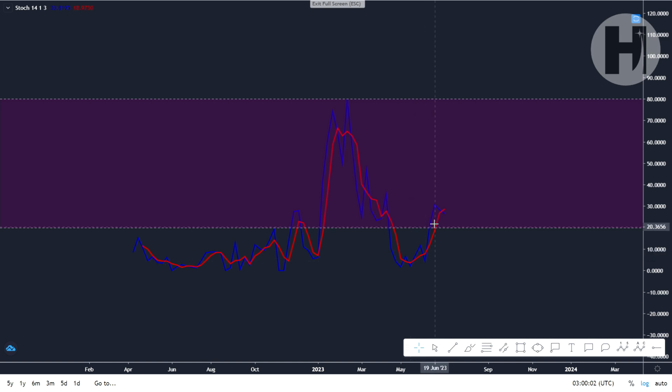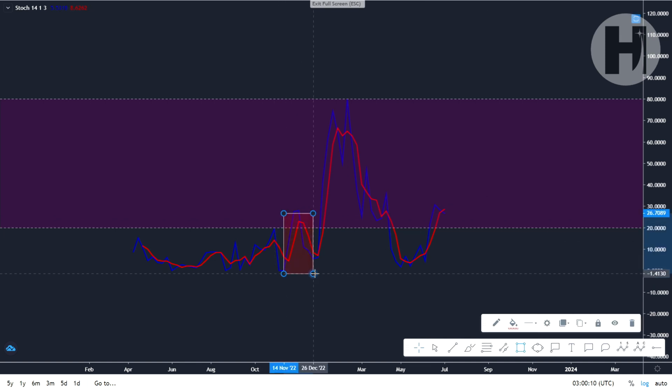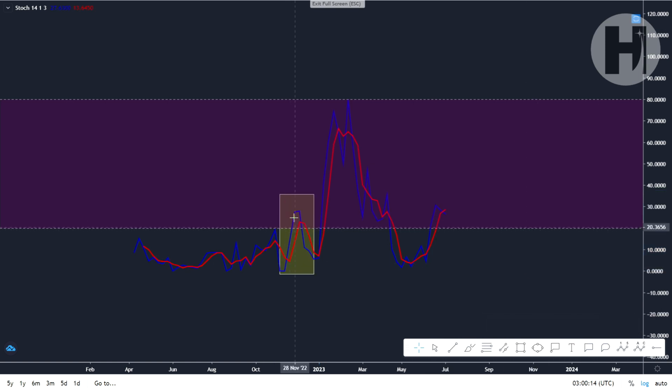And the stochastic has started recovering from the oversold, and now we have printed a bearish cross, so we could be looking at a similar situation, kind of like what we saw over here. If I change the color to yellow, you can see we had a move above the index of 20 here, which meant we got out of the oversold zone and then we quickly crashed back down.